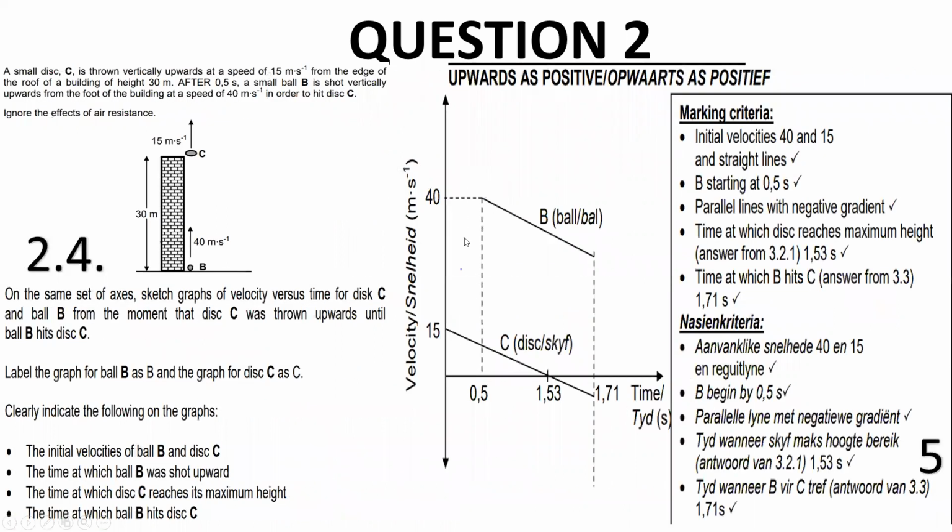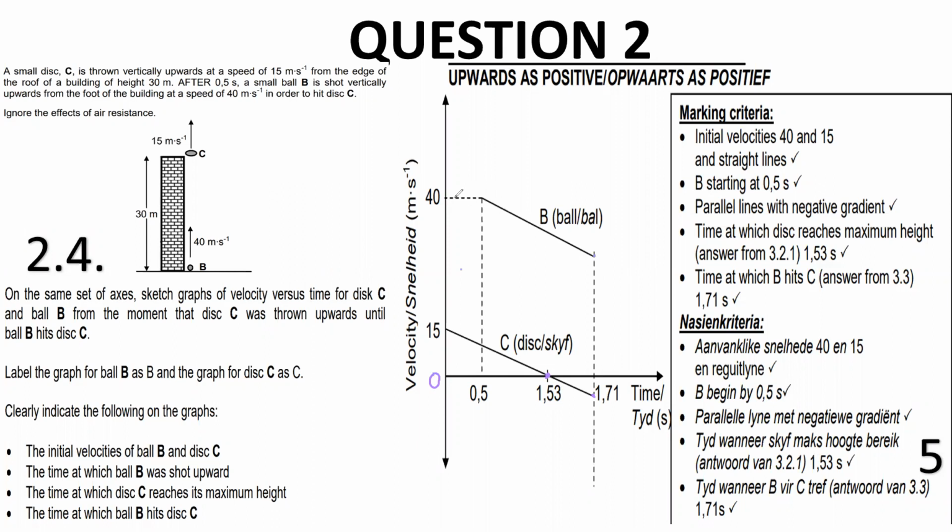Okay, so now in this graph, we should show everything, all details. Initial for C is 15, and then C is coming to the highest point. When it is coming to the highest point, what we know is velocity equals 0. As you see, at 1.53 velocity equals 0, and then it's coming to here, 1.71. Why? Because they are coming to the same height. So as you see, it just comes once at this time, you just show it together.